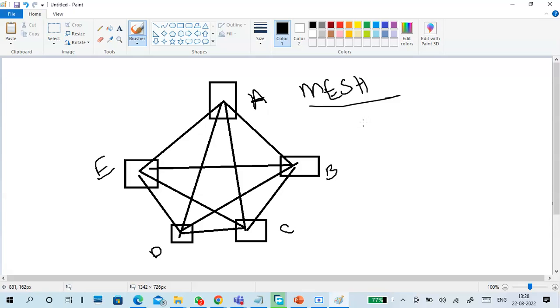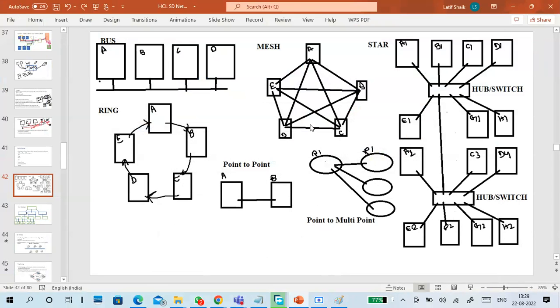Where is it used? On the server side, router side, meaning main core servers and core routers, and for storage purposes, like SAN storage networks. They use mesh topology. Why? If one server is down, no problem, we will get the information from another server. Or if one network switch is down, no problem, we will use the other switch. So this is called a mesh topology.